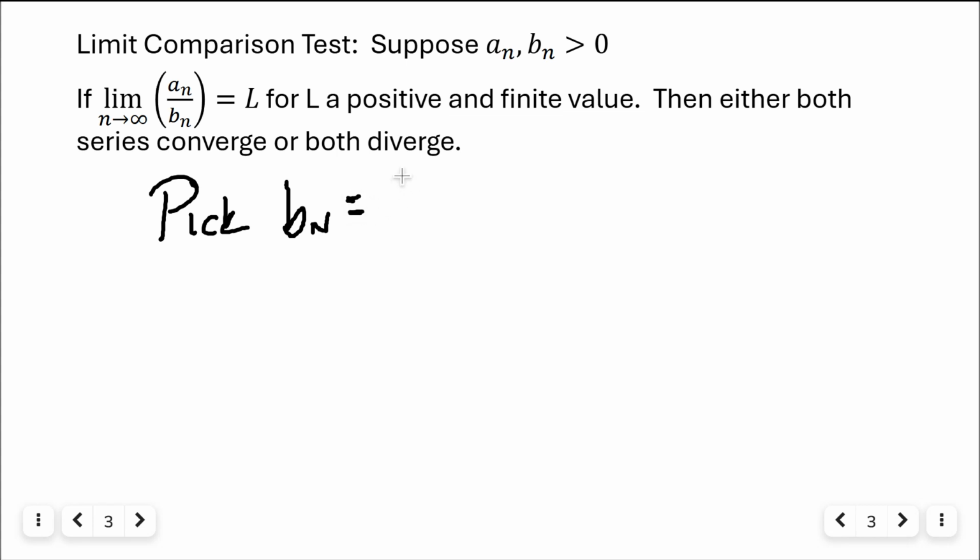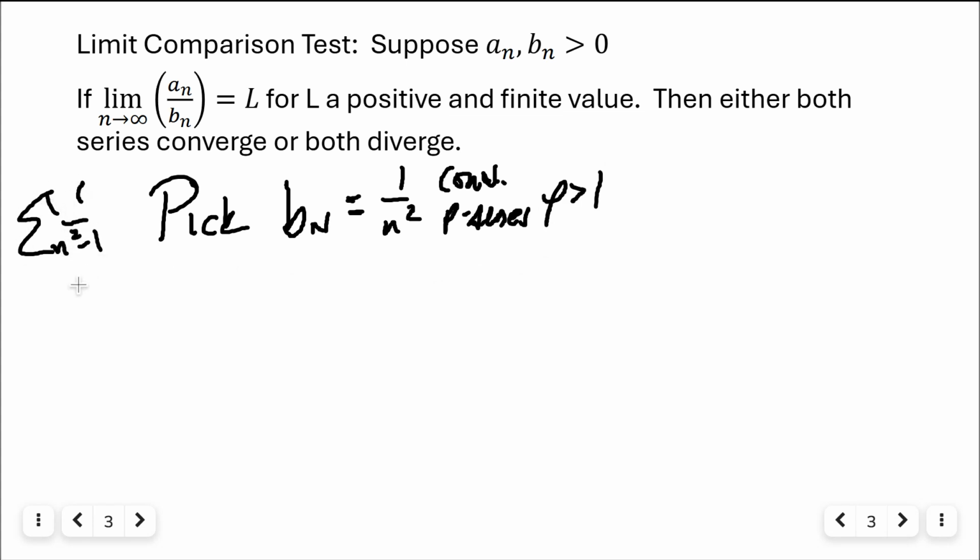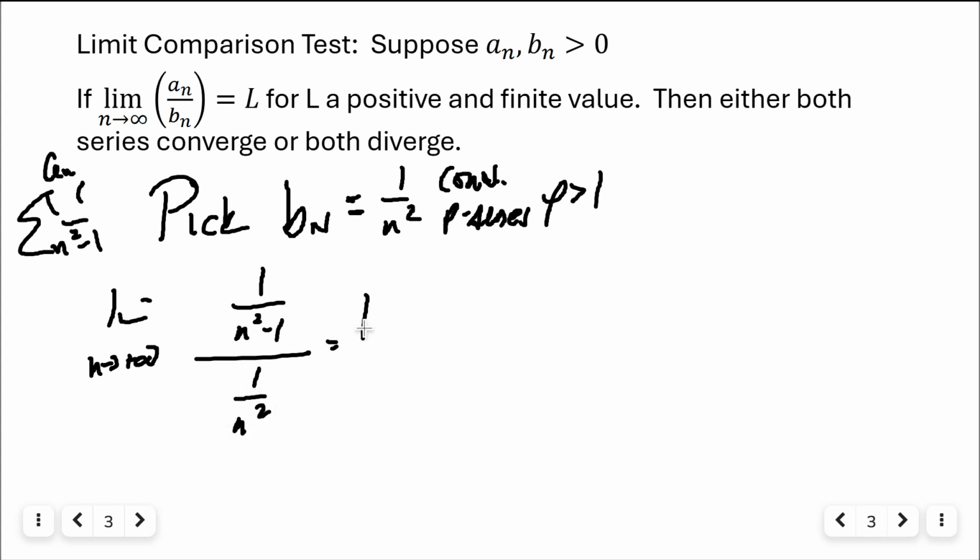Like, for example, in the last slide, it would have been 1 over n squared. I know this is a convergent p series, p is greater than 1. Again, I'm comparing it to the last slide, 1 over n squared minus 1. And then I'm going to take the limit as n approaches infinity of, here's my a sub n, here's my b sub n, 1 over n squared minus 1 over 1 over n squared. And I want to find its limit.